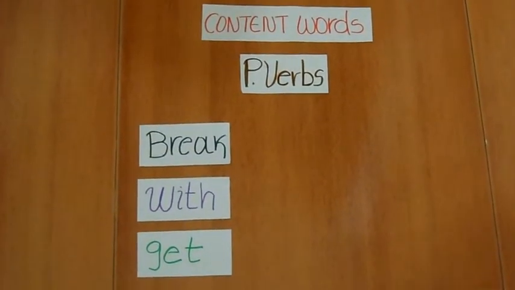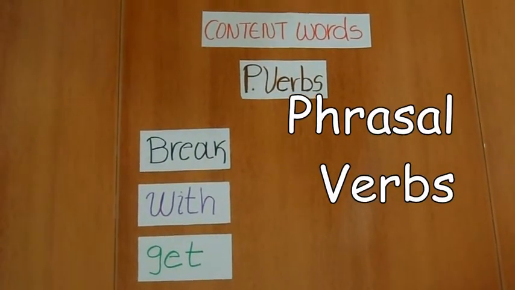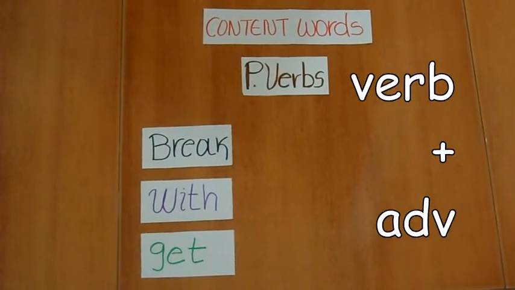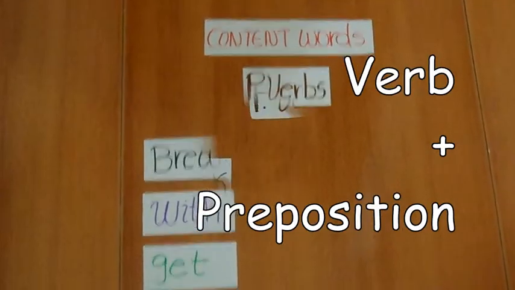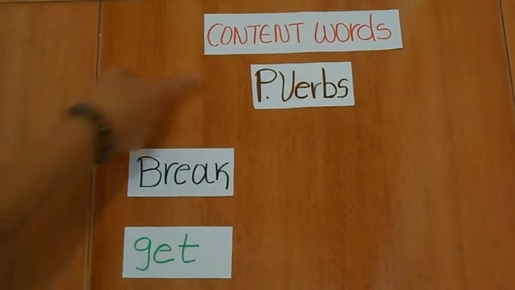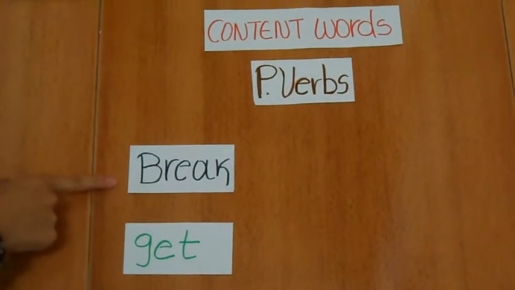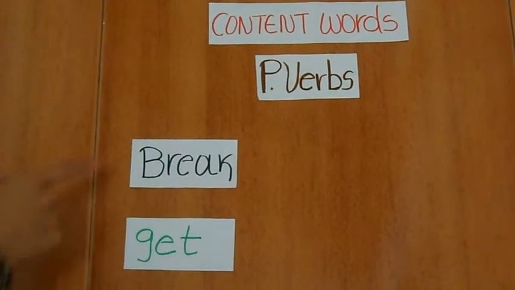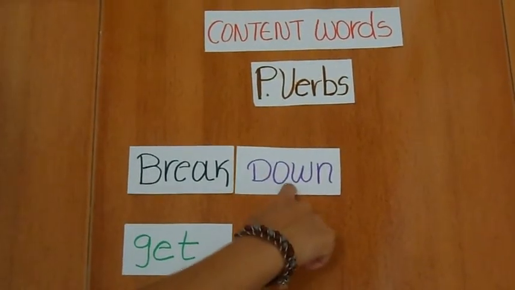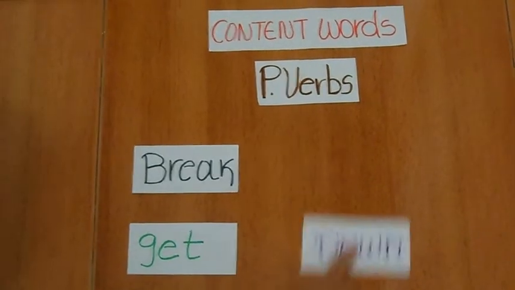Content words are used not only to create connectors but also to create phrasal verbs. Phrasal verbs are usually two-word phrases consisting of verb plus adverb or verb plus preposition. In this part, we are going to see how we can create phrasal verbs by putting together some content and function words. We have the verb break, and we are going to add some preposition, for example, down, and we have break down, which means stop functioning.